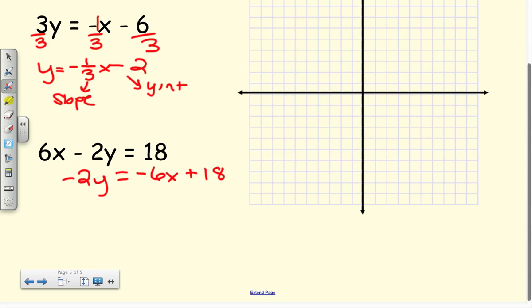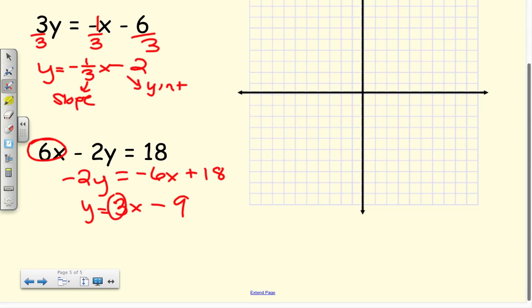Notice I didn't really show my steps there, but you should be asking yourself, why did she write negative 6? Because this was positive and this 6 is positive, and in order to move it, I would subtract it. Divide through by negative 2, I get y is equal to a positive 3x minus 9. Again, I condensed all my work. Negative 6 divided by negative 2 is this 3. 18 divided by negative 2 is that negative 9.